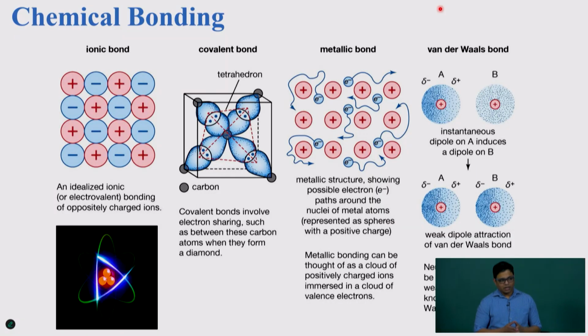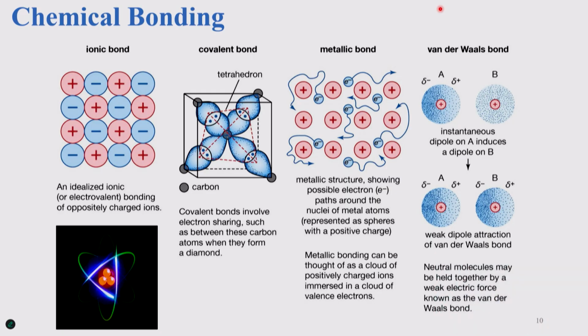Again, another way to say this is chemical bonding: ionic bonding, covalent bonding, metallic bonding, and van der Waals bonding. Now, in ionic bonding, we know that there is electrovalent bonding of oppositely charged ions, and in covalent bonding, there's a sharing of electrons, and so on. In a metallic bond, we have a metal electron cloud. In van der Waals bonding, we have, for example, van der Waals interaction.